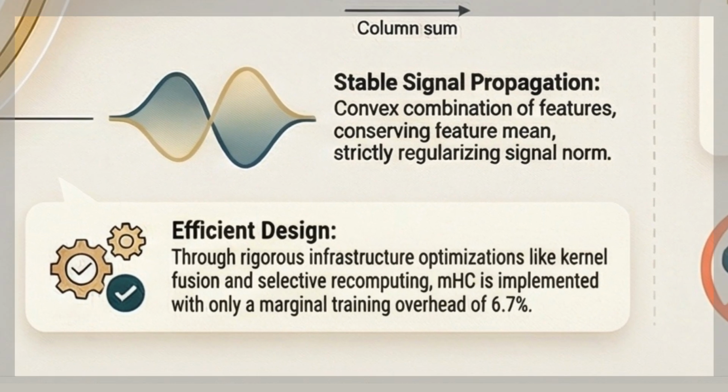Manifold-constrained hyperconnections use convex combinations of features to conserve a meaningful feature mean while tightly regulating signal norms. Instead of relying solely on normalization layers, stability is baked directly into the connection structure. This provides predictable signal propagation, making optimization smoother and improving robustness to hyperparameter choices.